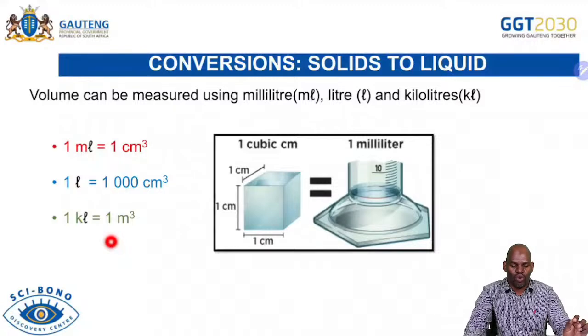Then with regard to volume of solids, you need to know the following. 1 milliliter equals 1 cubic centimeter. In some cases, the examiner might be very nice to you and give it to you. 1 liter equals 1,000 cubic centimeters, and 1 kiloliter equals 1 cubic meter.